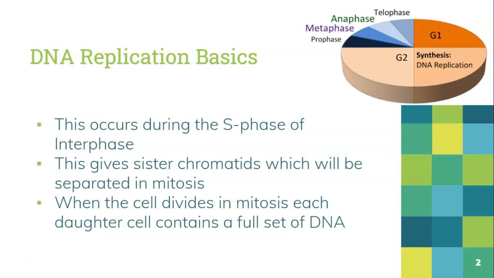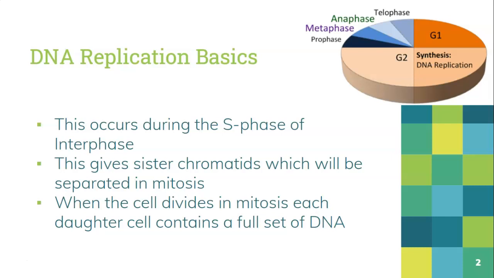The picture in the top right corner should bring back hidden memories, hopefully, of the cell cycle, which is how cells replicate. The G1 and G2 phases are all happening during interphase, and DNA replication in particular happens during the S phase of interphase, right? The S stands for synthesis, so that's when replication happens.